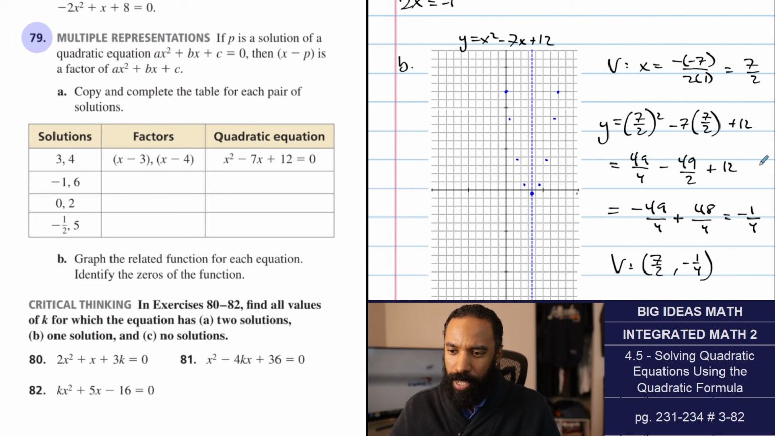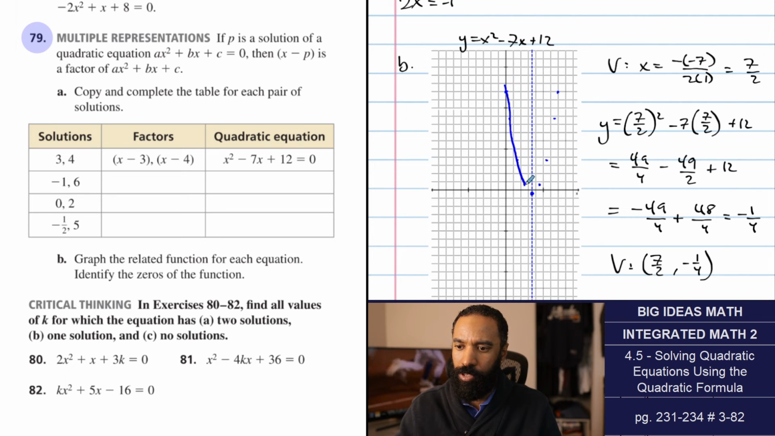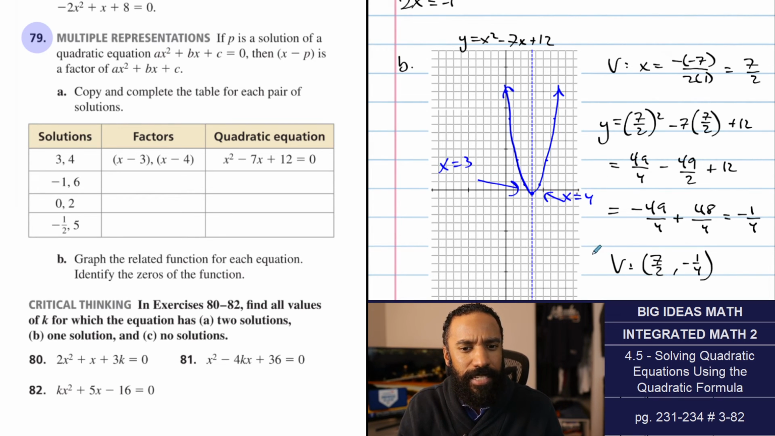Okay, and unpausing, I've got my vertex here. I'll just let you see the work, and I'm going to connect this here. And we are going to see on this first one that it's hitting at 3 and 4 like that. So that's what we get. So negative b over 2a. So x equals 3 and x equals 4. They say identify the zeros, and that's what they are. All right, that's the first one.